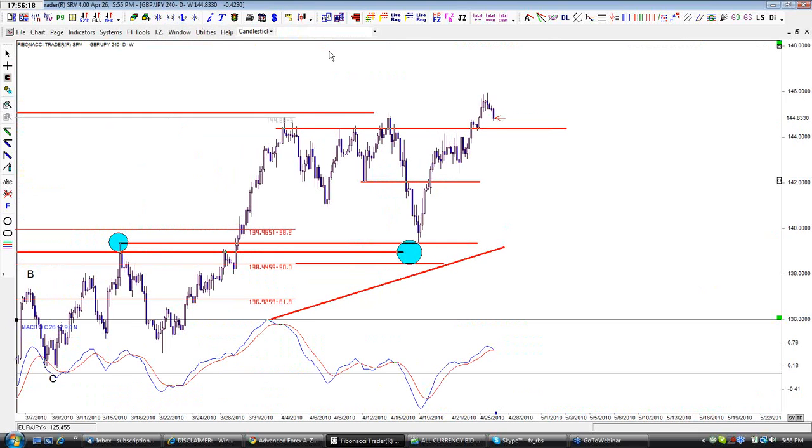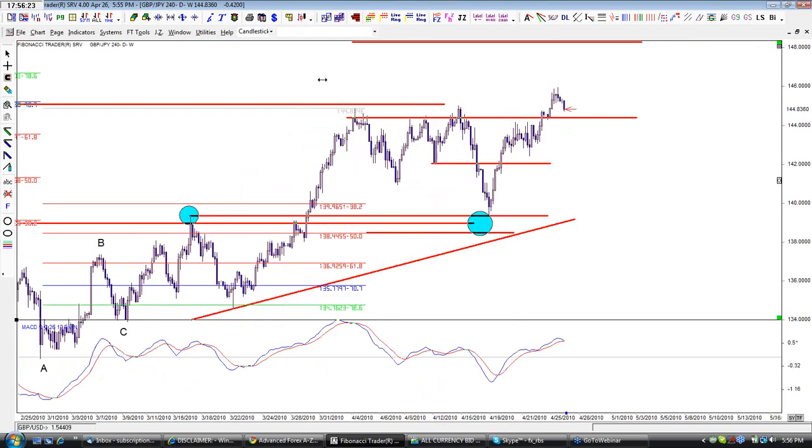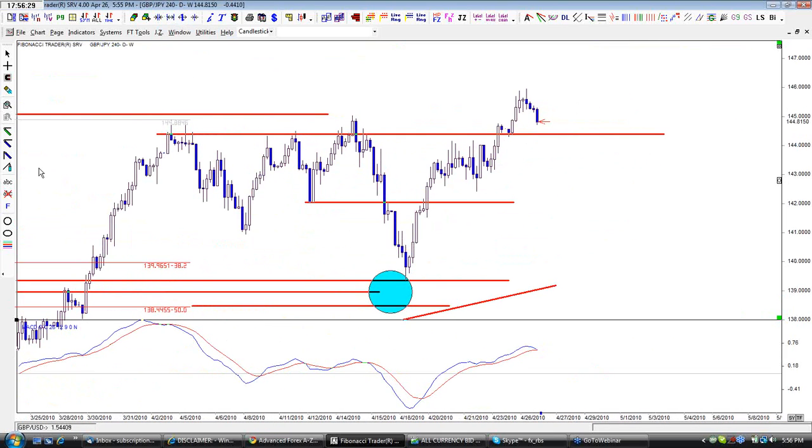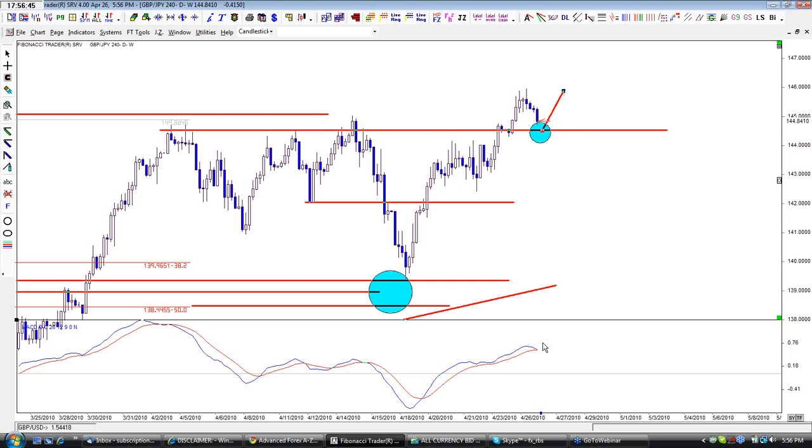This is pound yen, 4-hour chart. Price broke above resistance. Now we need to pay attention to this level. If that level holds, we'll be able to start trading the pair bullish. If the level doesn't hold, most likely we'll see a fast drop, probably all the way to the next support.